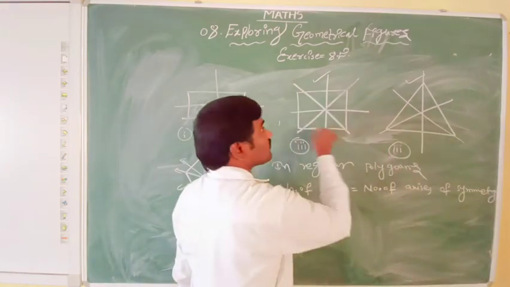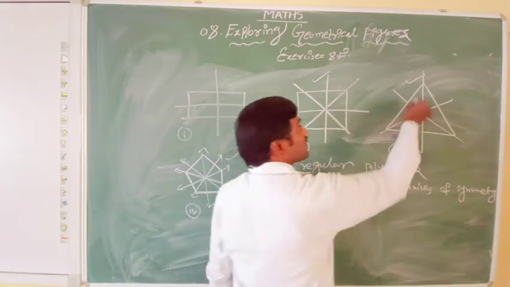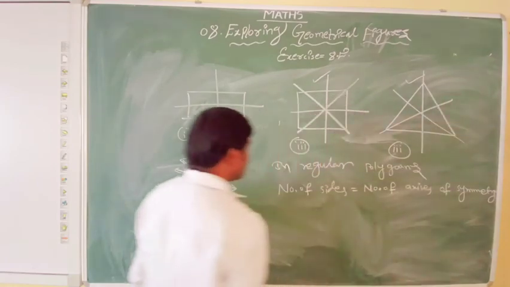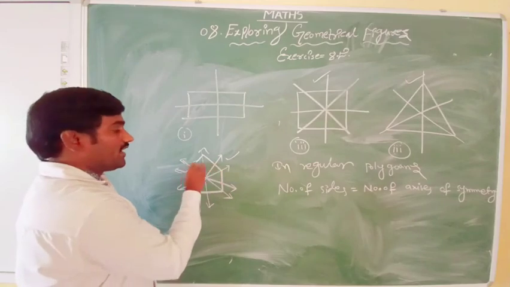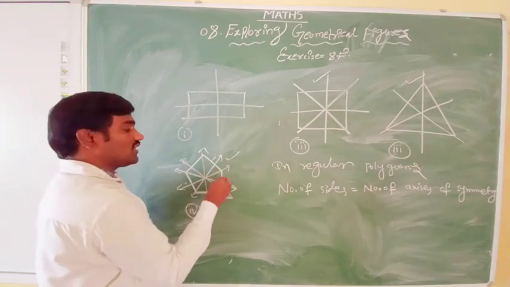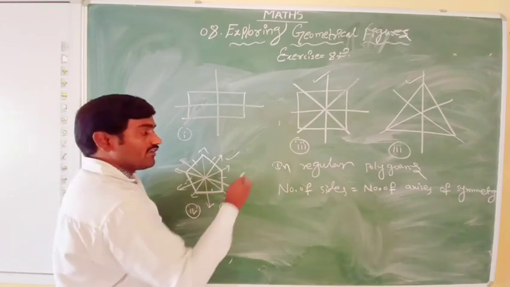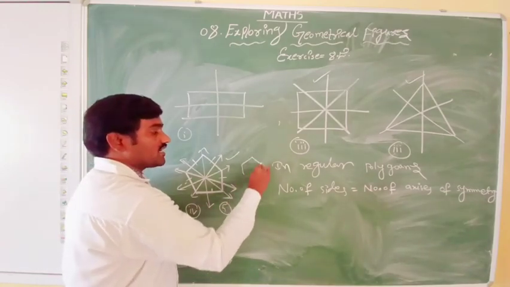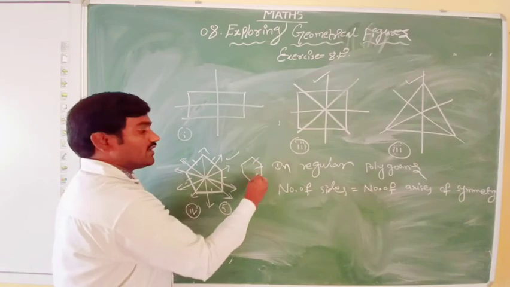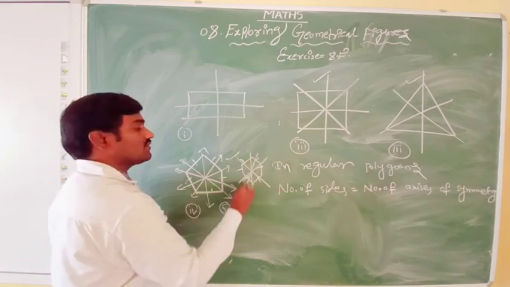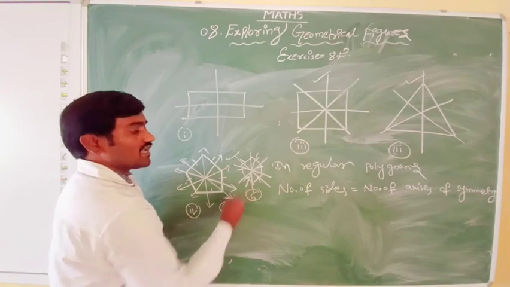Here the number of sides is 4, so it has 4 axes of symmetry. Here there are 3 equal sides, so 3 axes of symmetry. Here a regular pentagon has 5 sides, all equal in length, so it has 5 axes of symmetry. If you take a hexagon, where 6 sides are equal, it has 6 axes of symmetry.